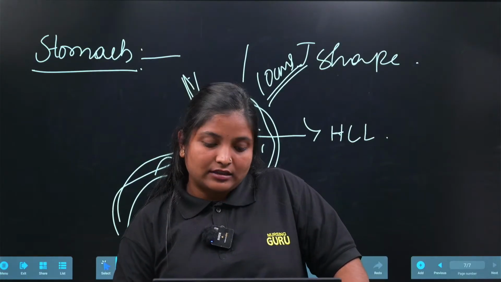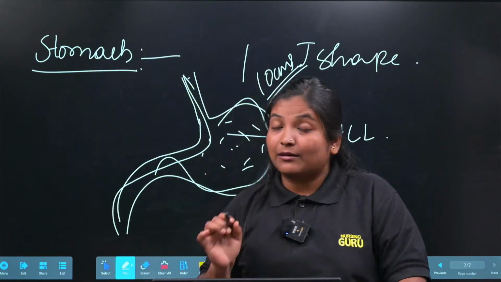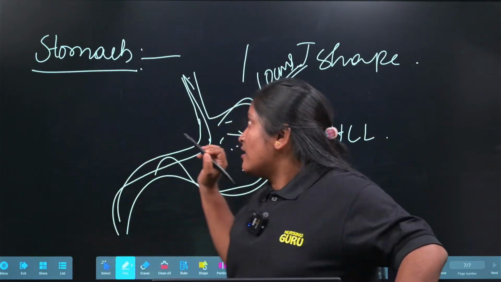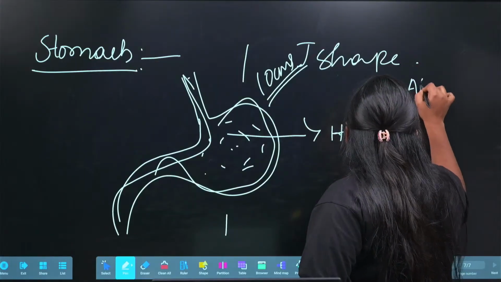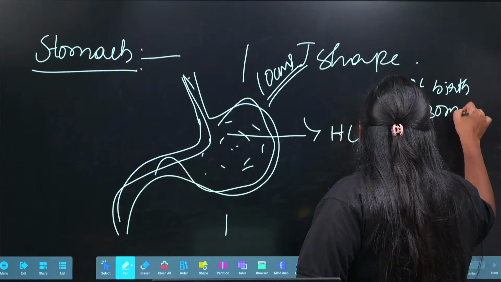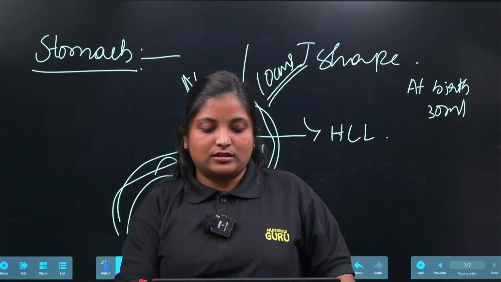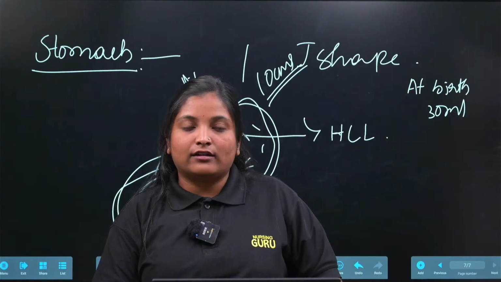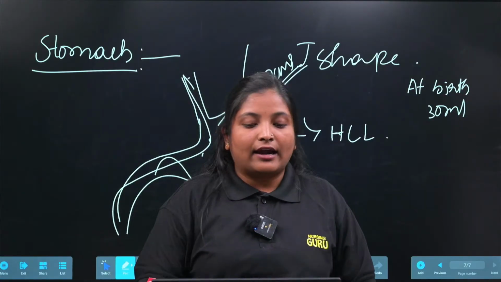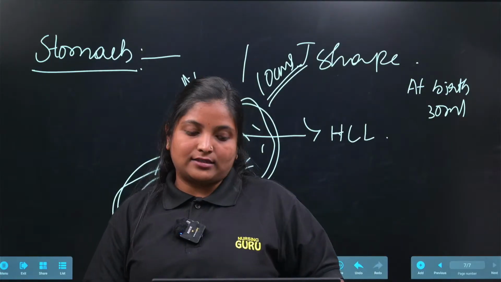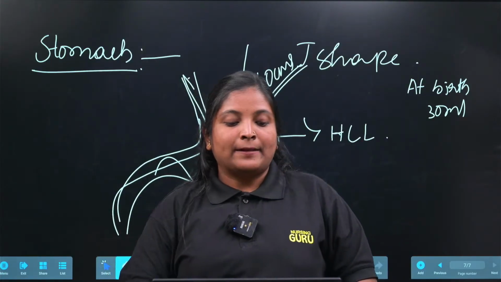At birth, when you are born, the capacity is 30 ml. At puberty, 1000 ml, 1 liter of capacity will be there. In adults, a capacity of 1500 to 2000 ml is there for the stomach.